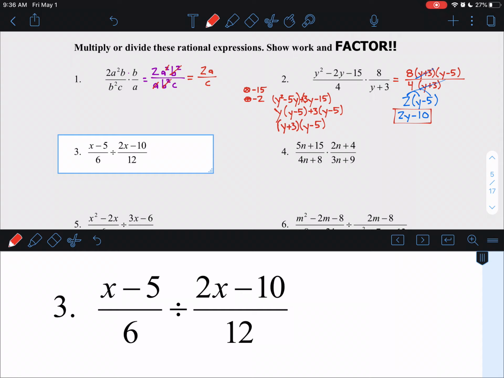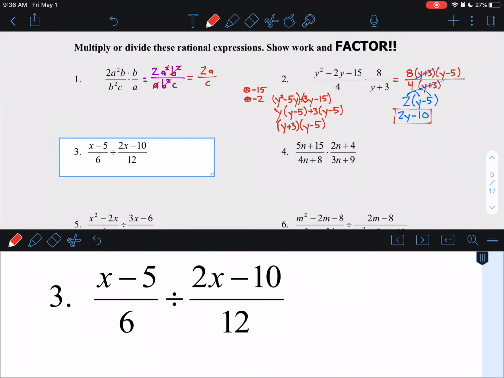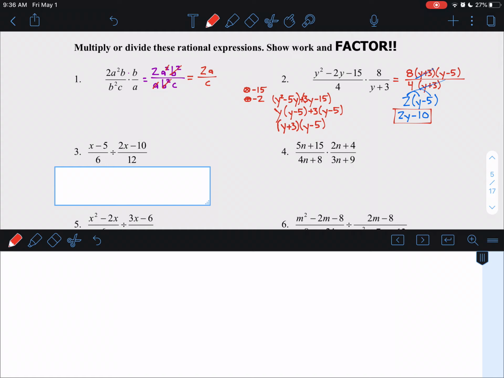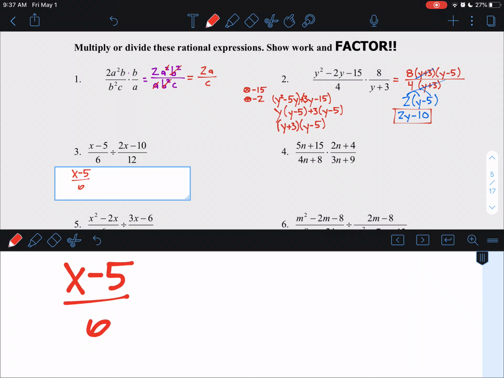Okay. So with our division problems, let's see, what do we have? We have x minus 5 over 6 divided by 2x minus 10 over 12. And what I'm going to do is the keep change flip. I keep the first fraction, x minus 5 over 6, change the operation, and flip the second fraction. So 12 over 2x minus 10.